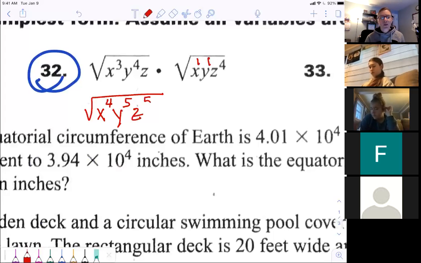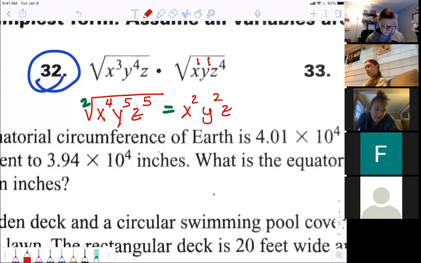Yeah. So then this is really a square root, which means there's a little 2 there. How would that simplify, Brooke? It would be x squared, y squared, z squared, and then the square root of y and z. Awesome.